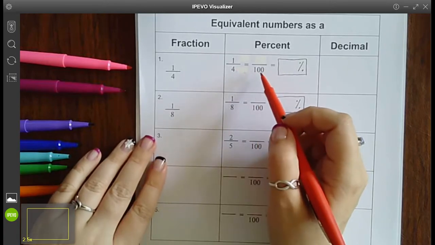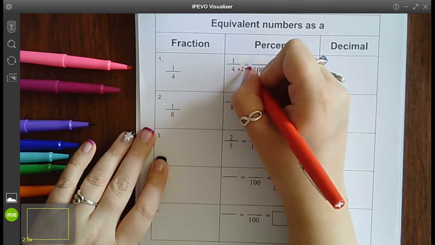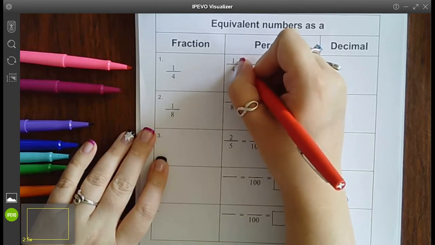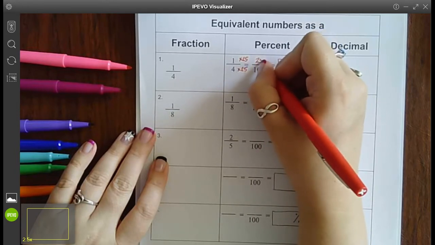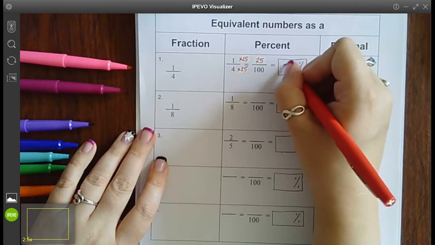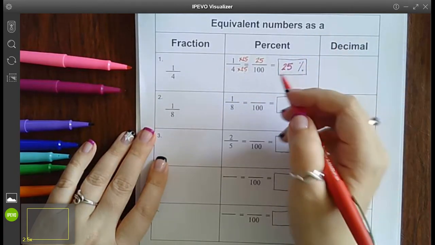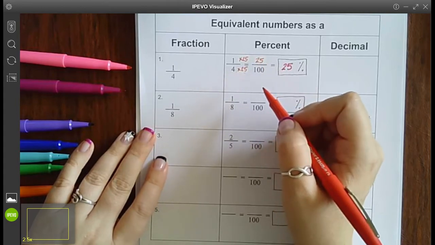So 4 times what is 100? 25. So if I do the same thing to the numerator, 1 times 25, I get 25. So 25 hundredths, or 25 over 100, is 25%, because any number that's over 100, that's what a percent is.